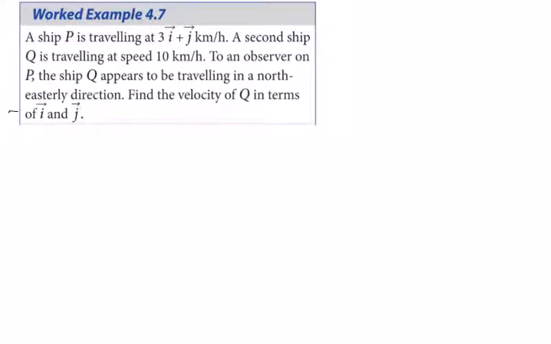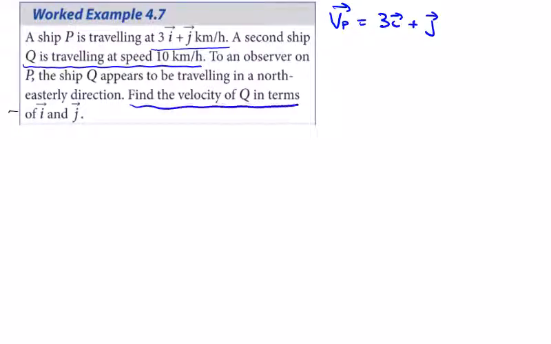So this is example 2 and 4e. A ship P is traveling at 3i plus j, so we have the velocity of P is equal to 3i plus j. It's 1j, so we'll give it a 1 in a minute. It's in kilometers.